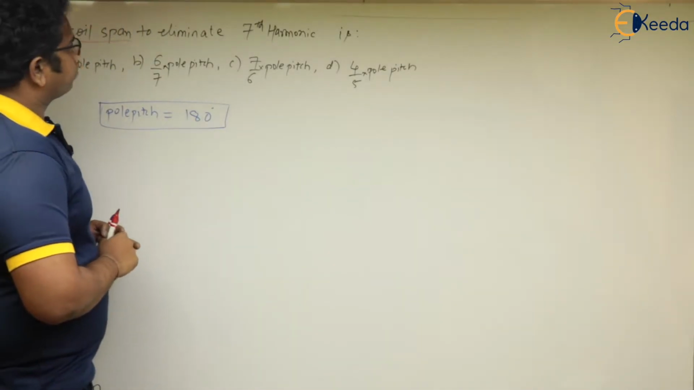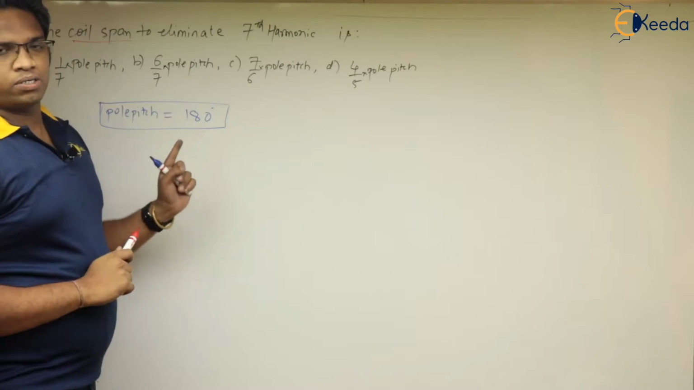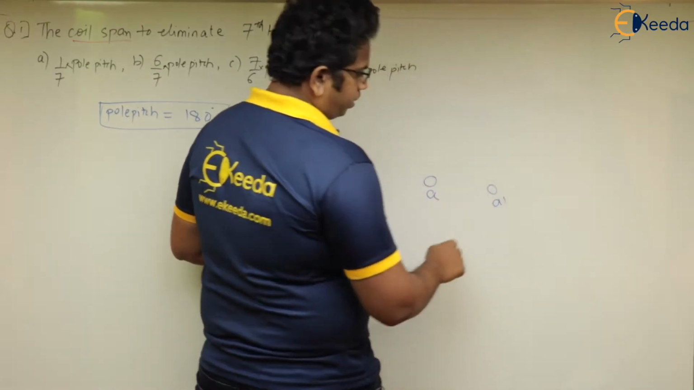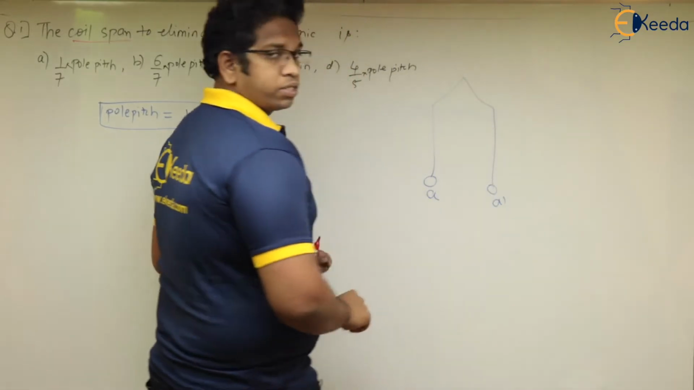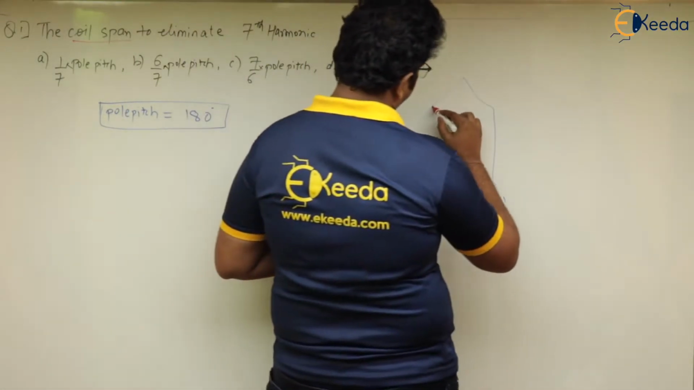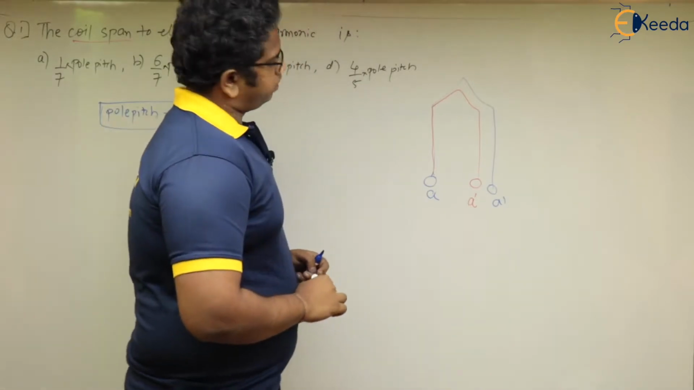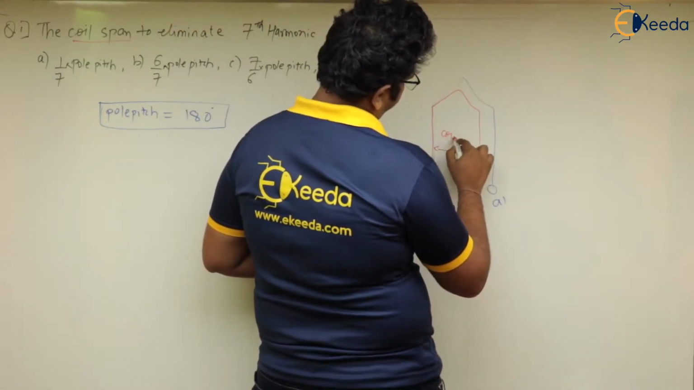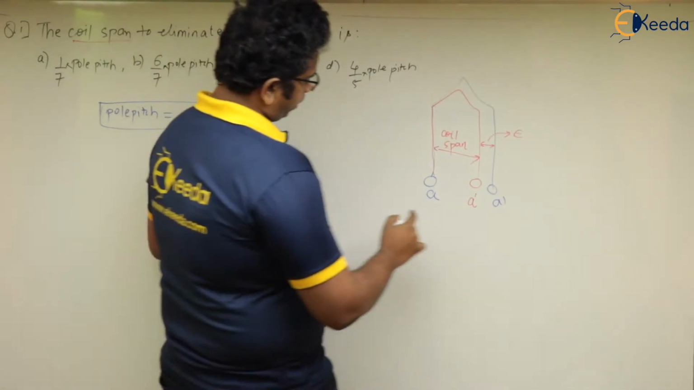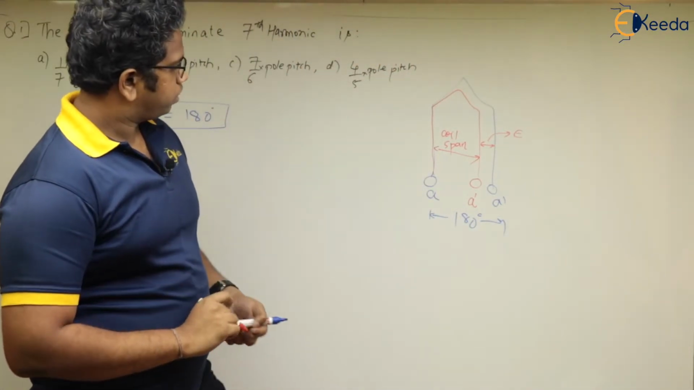Now, what are they asking? Coil span to eliminate the seventh harmonic. Whenever they speak about span, we need to understand it. Let us say this is conductor A and this is conductor A dash, with a back-to-back connection this way. This is full pitched, where the conductors have to be 180 degrees apart. But if you short pitch it this way, so that A dash is here, then this is called the coil span, and this is the short pitching angle epsilon. The total angle is 180 degrees. So this is coil span and this is epsilon.